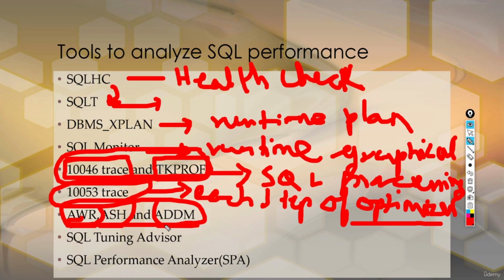So ADDM also gives the top SQL statements which consume more resources, and ASH is just a sampling report which gives you the number of active users, the average active users in the database during the issue time, and how much activity each and every session has consumed in terms of a particular SQL. Okay, so ASH is totally related to the sessions which are executing the SQL.